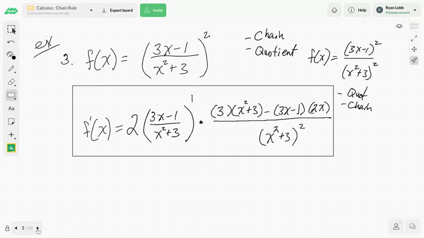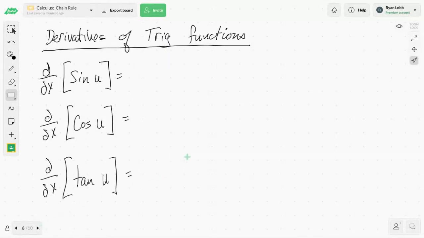Let's jump over here, do some trig functions. So we did the derivative of sine of x. We did the derivative of cosine of x. Tangent of x, the derivative of that was left as a little exercise at the end of the quotient rule video. So here, generally, if we have sine of u, cosine u, tangent u, just keep in mind, u is a function of x.